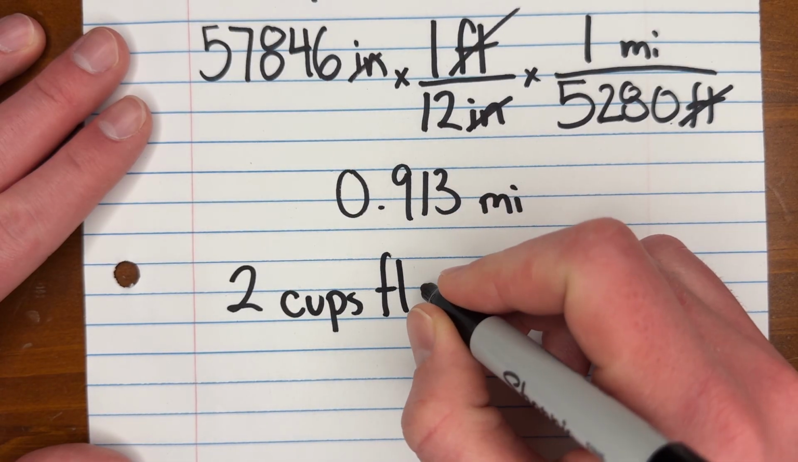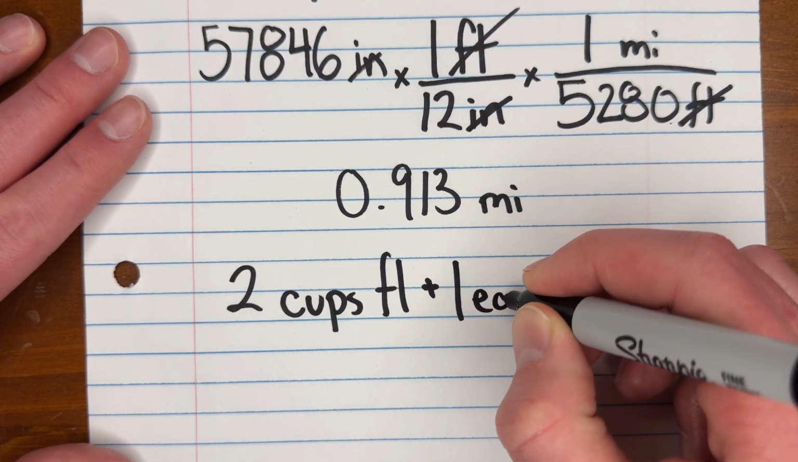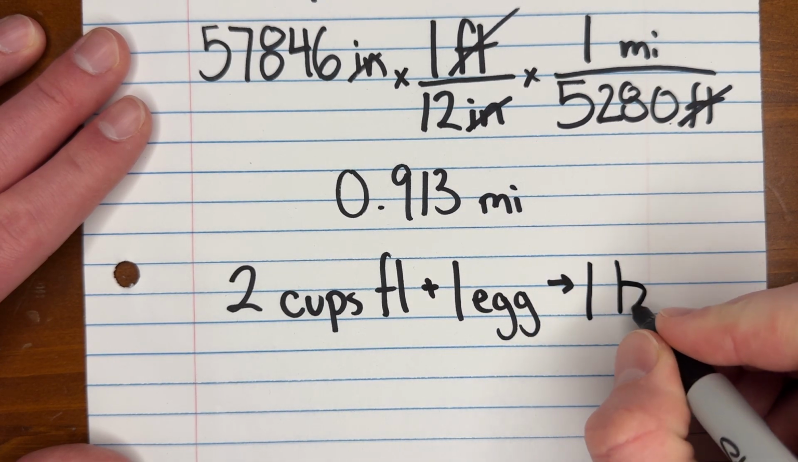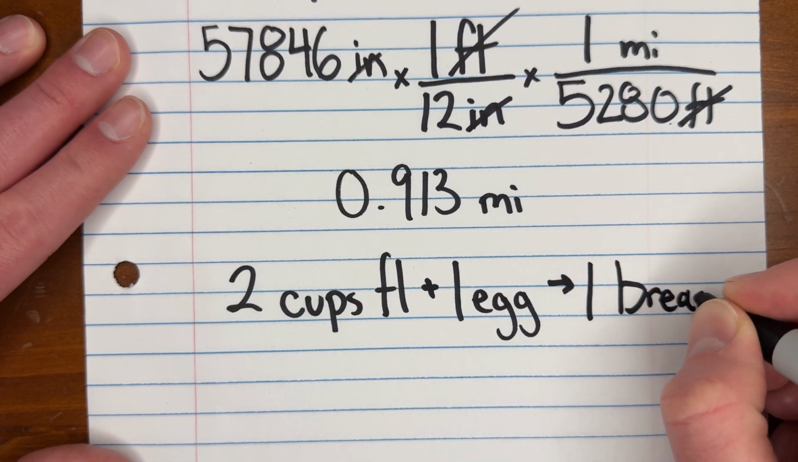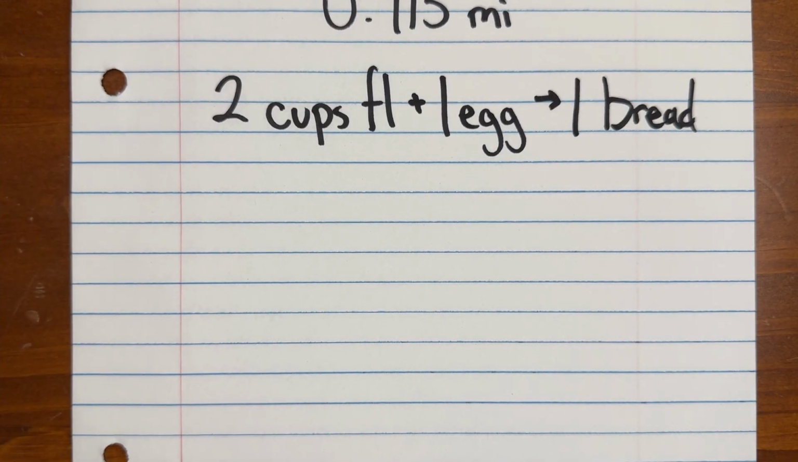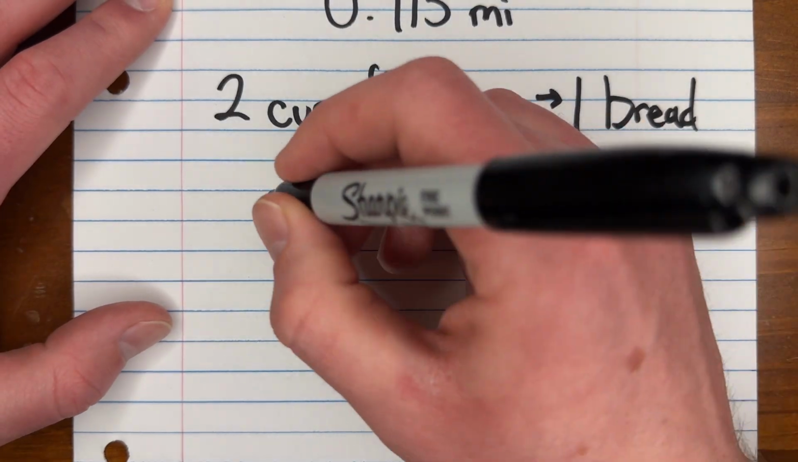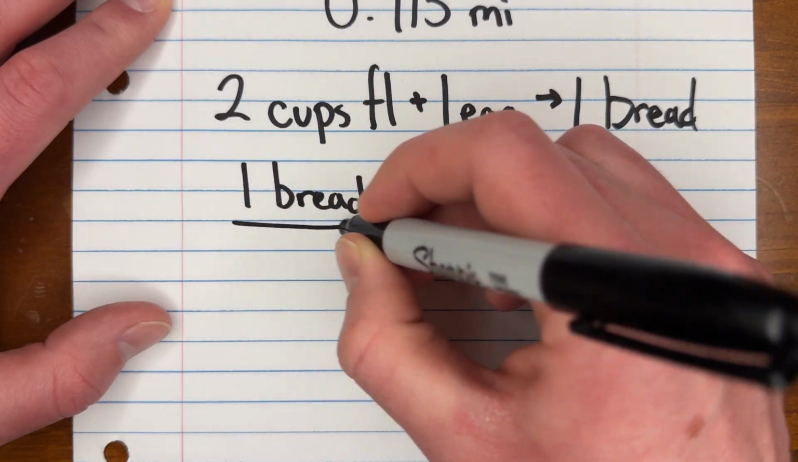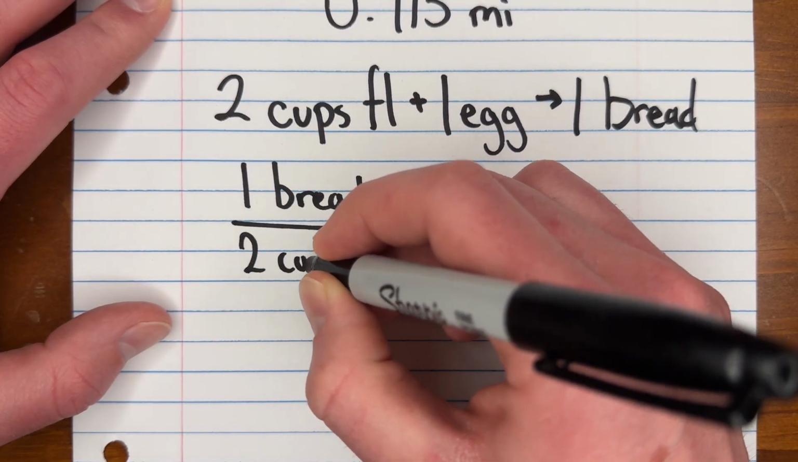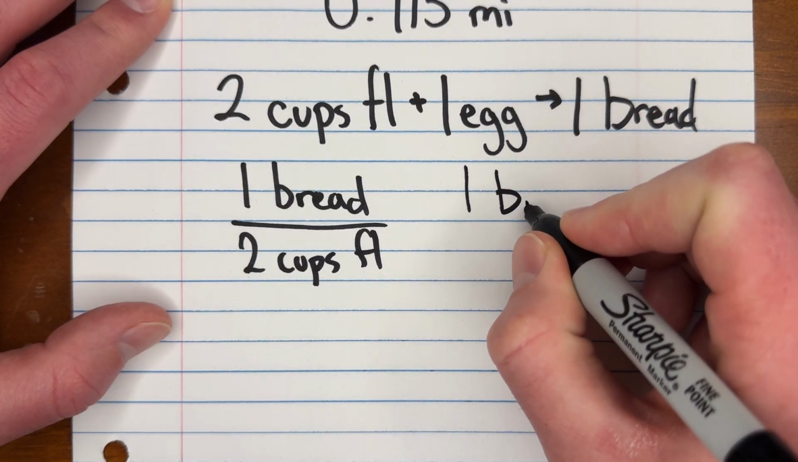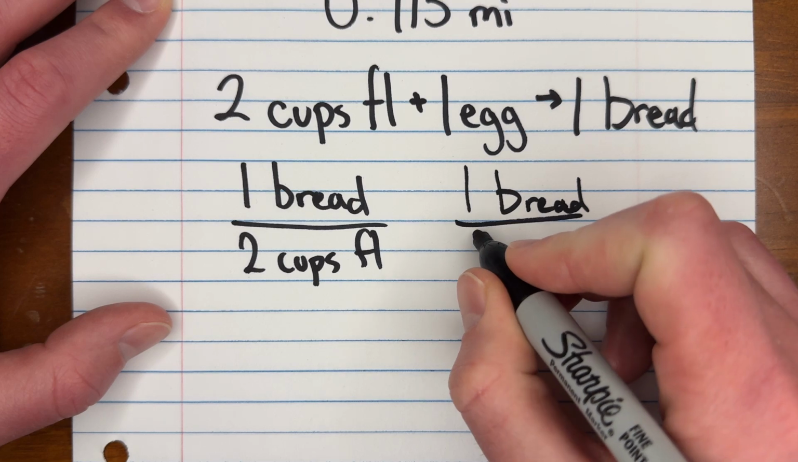I'm just going to abbreviate to FL plus 1 egg gives us 1 bread, or 1 loaf of bread. Okay. Well, if you have 2 cups of flour and 1 egg, and it makes 1 bread, you know that 1 bread is made from 2 cups of flour, right? Or 1 bread is made from 1 egg.